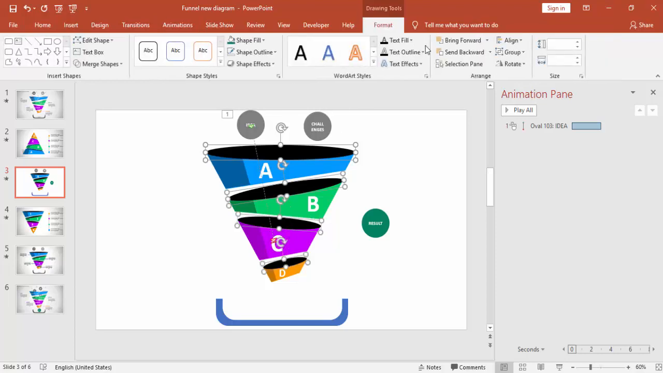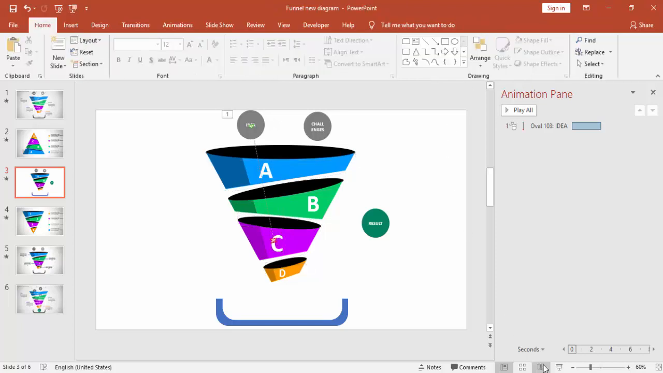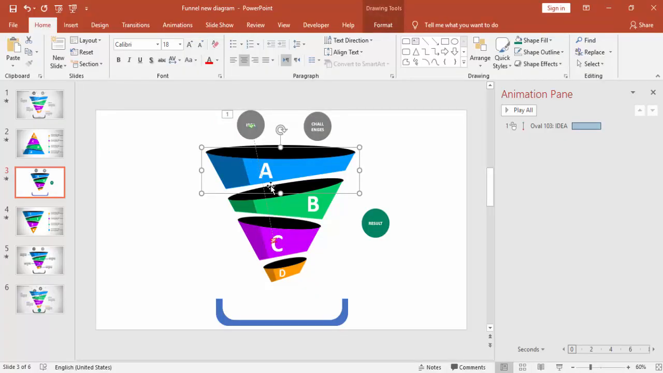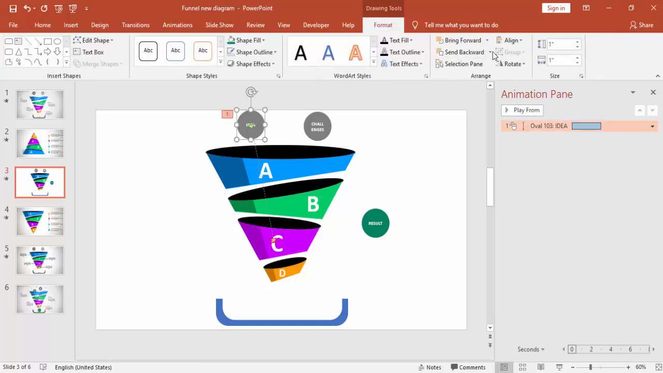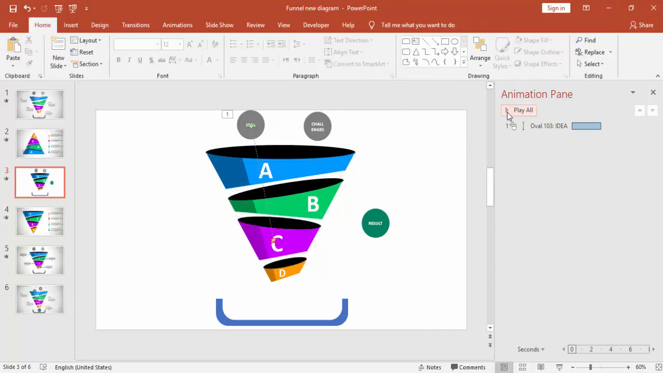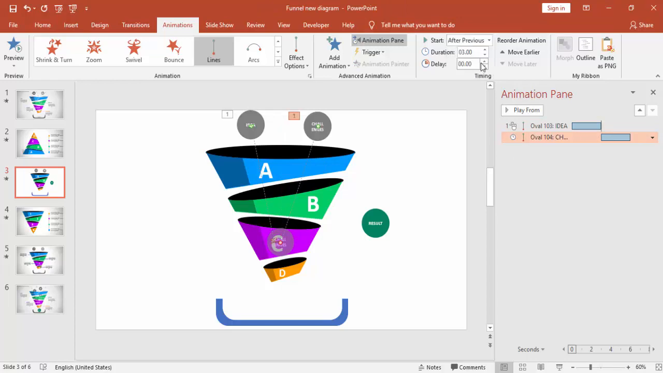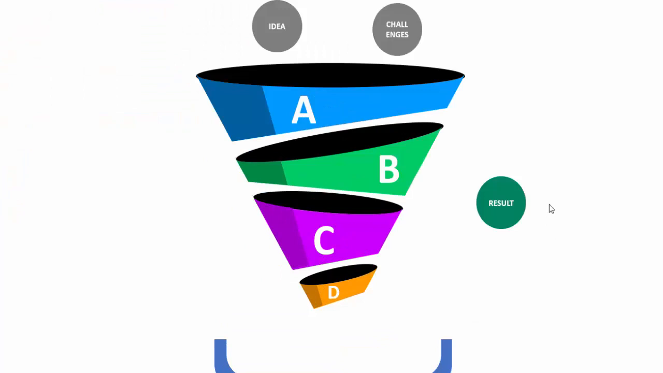These items, these ovals, I'm just going to send it to back. Again, I have to bring this to front and this to back. Yeah, this is perfect. So I'm just going to use the animation painter and copy the animation for this and adjust the animation through the arrow. You can make this with previous or after previous, but with previous will be better.